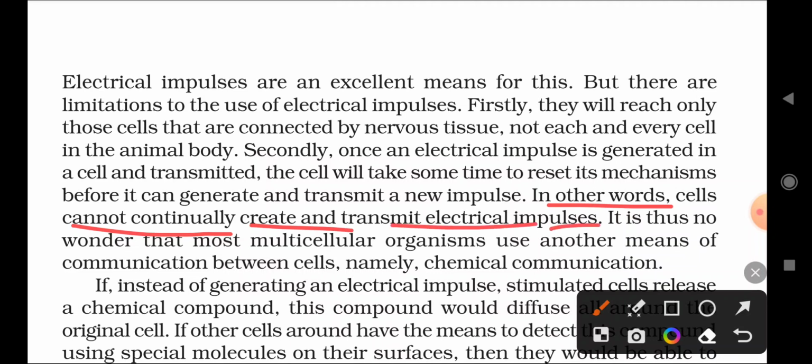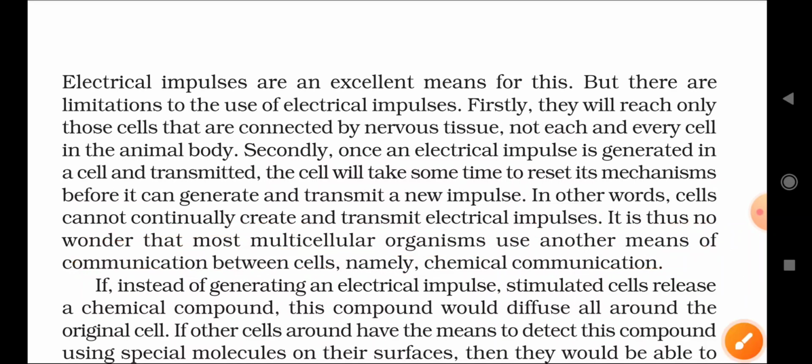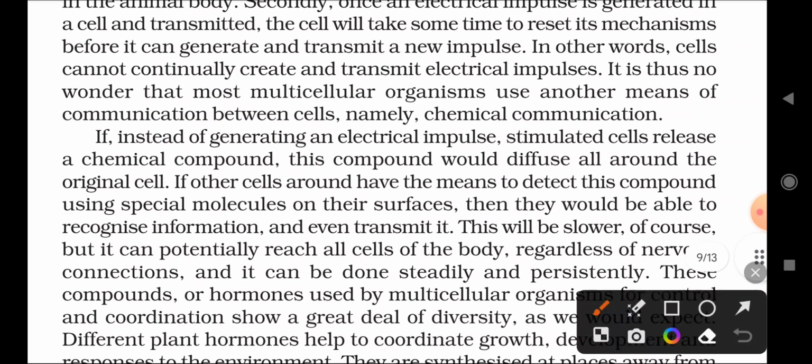The second point is that they take time to reset their mechanism, so they cannot send and receive electrical impulses continuously. So it is no wonder that most multicellular organisms use another means of communication between cells, namely chemical communication. Due to these two major disadvantages of electrical impulses, many multicellular organisms use another method called chemical communication.